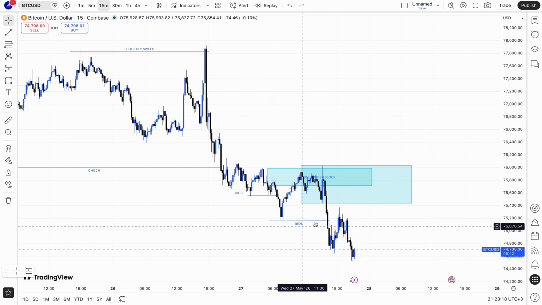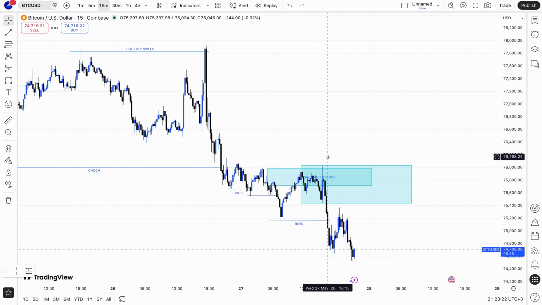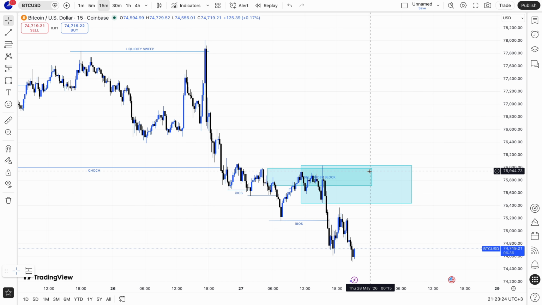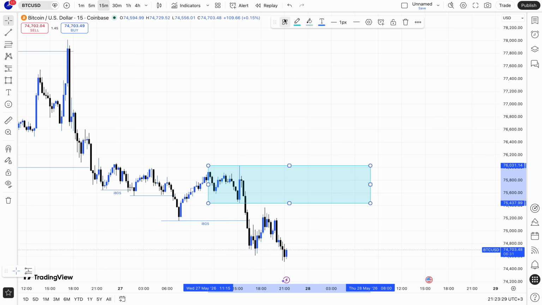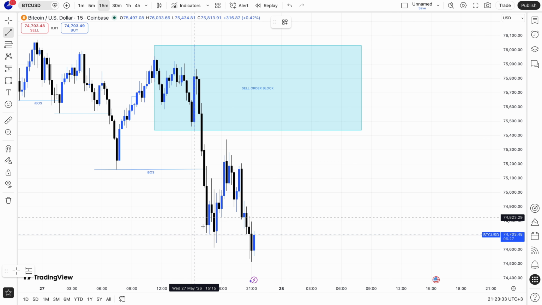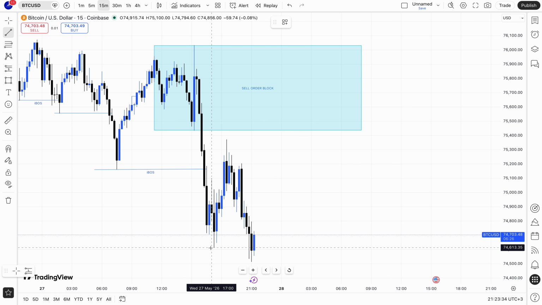Then it had a break of structure to the downside. Then it had a clean reaction. Then it had our entry. Then it had a clean pullback. You can see it now. We want a clean market, clean chart. But from here, you can see that we have our continuation.